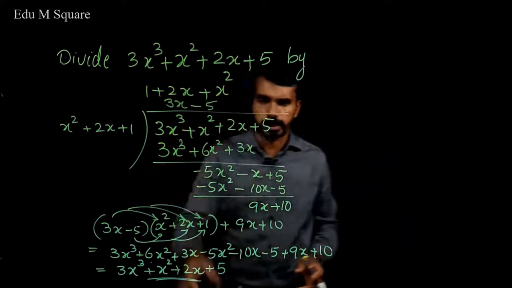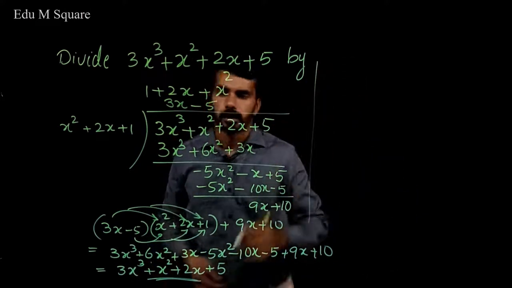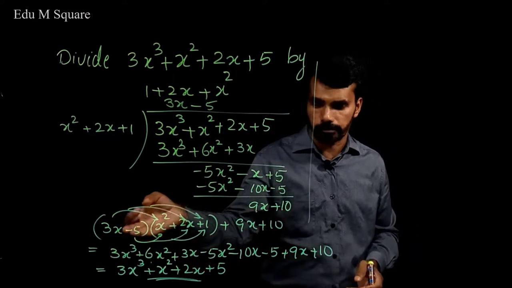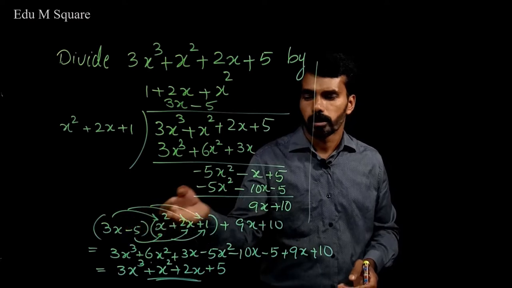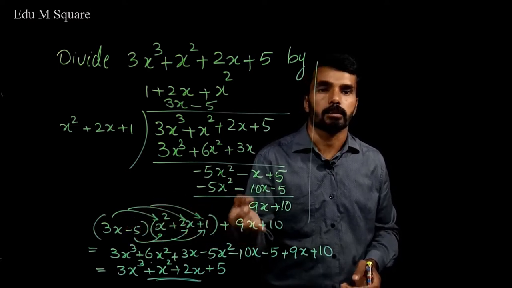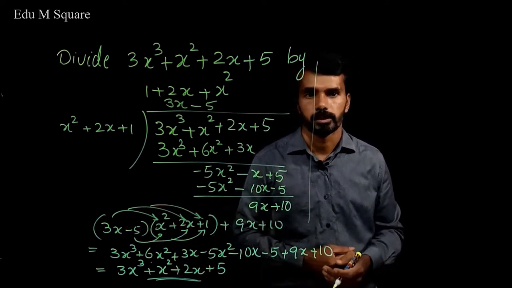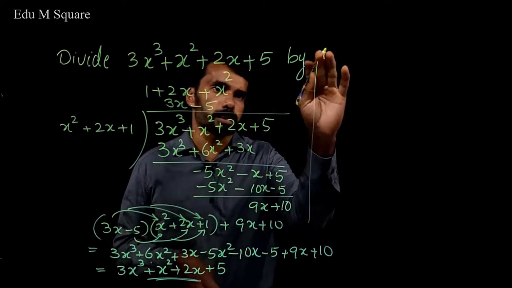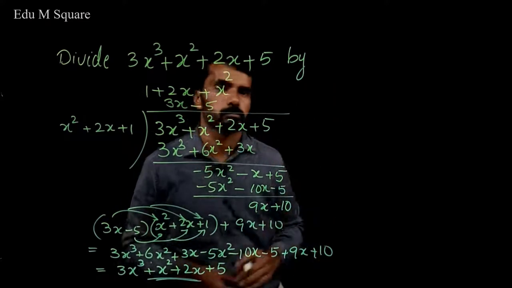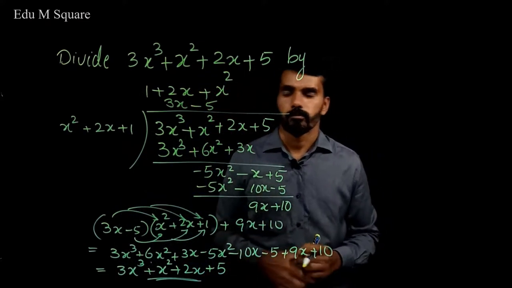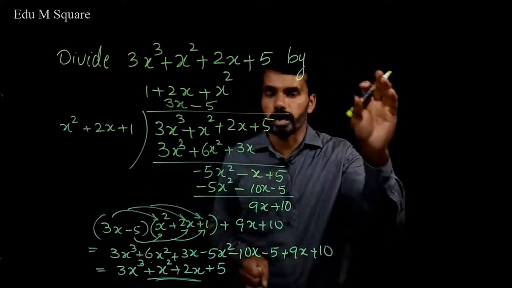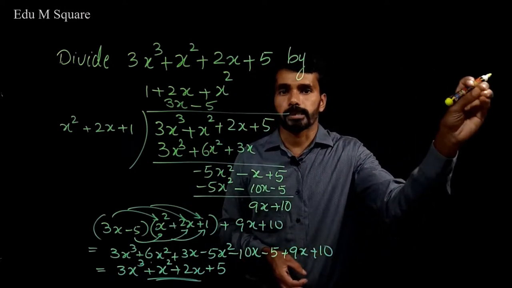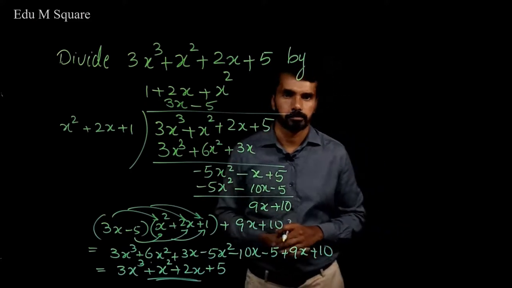So we get that the divisor into quotient plus remainder gives the dividend. So we write it as dividend is equal to quotient into divisor plus remainder.